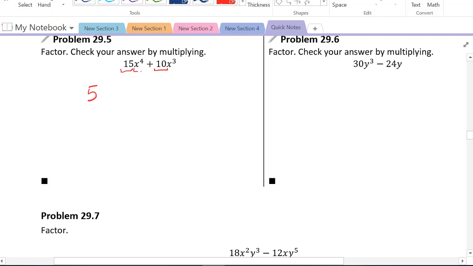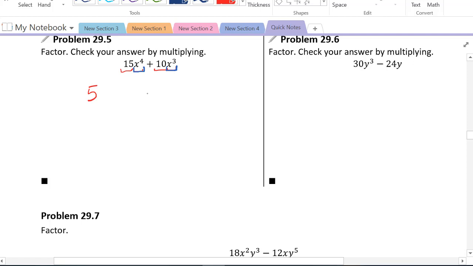Okay, so I have an x to the 4 and I have an x to the 3rd. Right. The easiest way to do this is to always factor out the smallest power. Okay, so we always factor out the smallest power. So between x to the 4 and x to the 3rd, right?